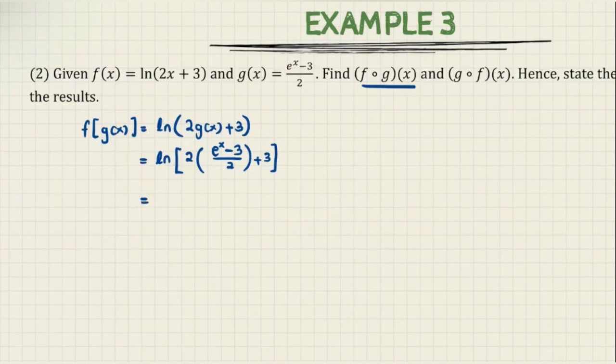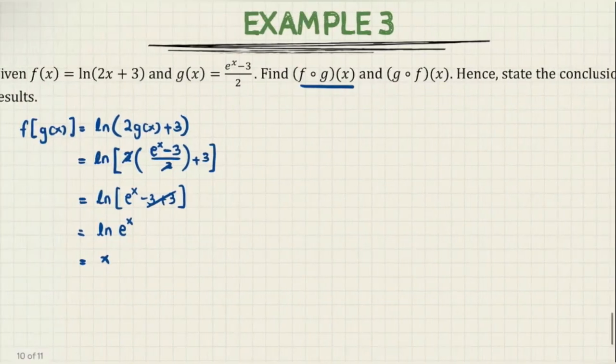And here we can see that 2 per 2 ini boleh potong. So kita tinggal ln of e of x tolak 3 tambah 3. So negatif 3 tambah 3 dapat kosong. So kita tinggal pula ln of e of x. Ln e akan jadi apa sama dengan apa? 1. So dapatlah x sahaja. Okay, so ini adalah composite yang pertama, fg.